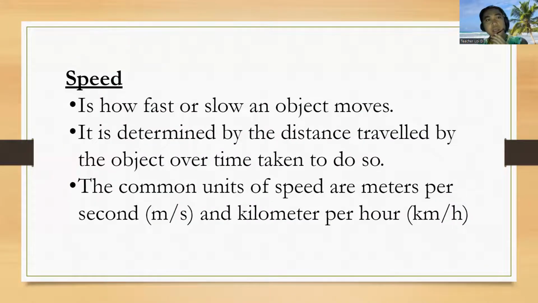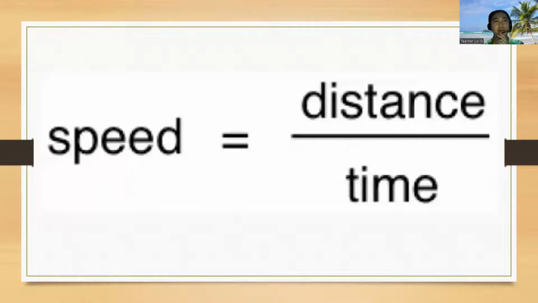So what is speed? This is how fast or slow an object moves, or it is determined by the distance traveled by the object over time taken to do so. The common units of speed are meters per second, or m/s, or kilometer per hour, or km/h. So ito po yung formula natin para hanapin yung speed. Speed is equal to distance over time.